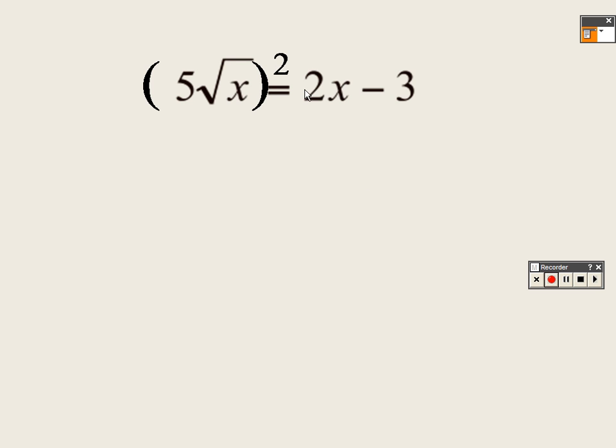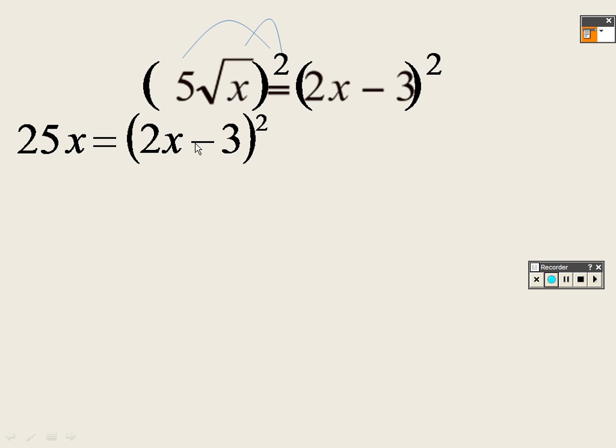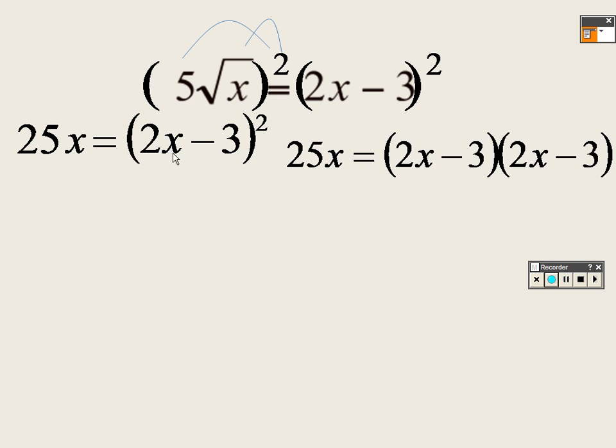So square root of a square, I see that root on that side, so I'm going to square both sides. I have to take that through to both. 5 squared is 25. Square root of x squared is x. And this means I need to write it out twice.